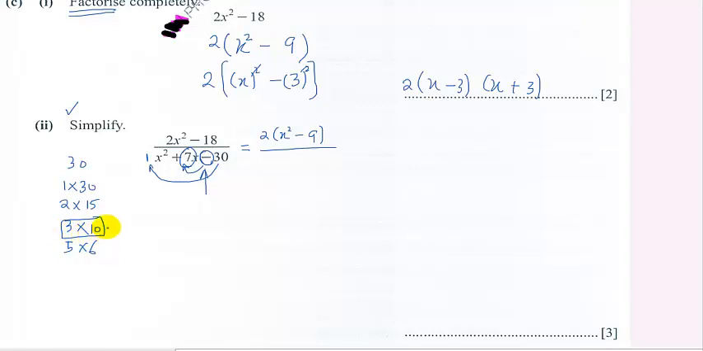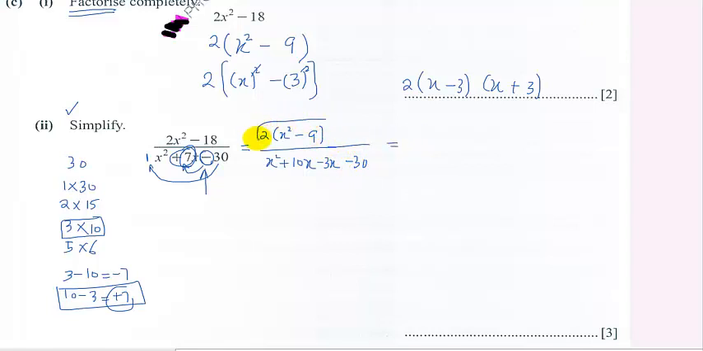Now we have to see whether we should do 3 minus 10 or 10 minus 3. It will give us minus 7 or plus 7. But we need plus 7 here. So this is the right way. So I will split the middle term: x square plus 10x minus 3x minus 30. Now we have done the factorization of the numerator in the first part.